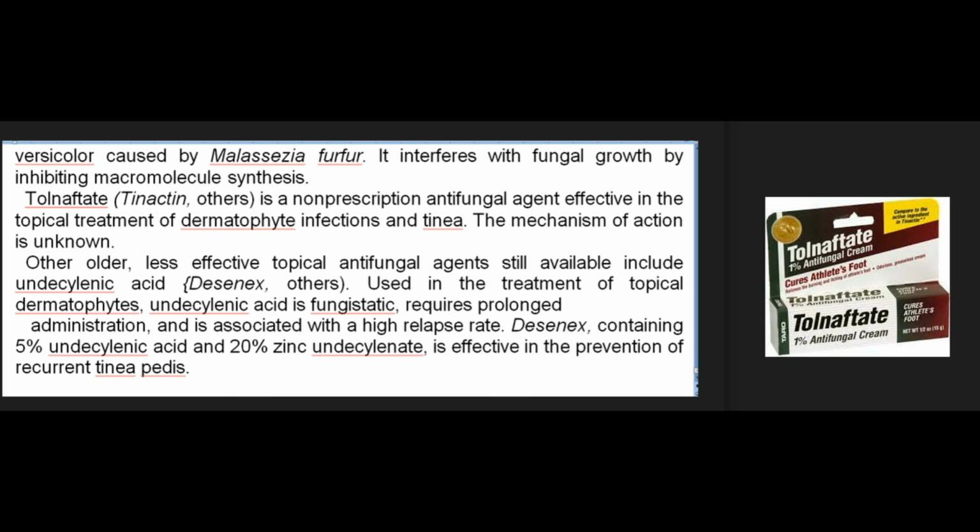Other older, less effective topical antifungal agents still available include undecylenic acid, Desenex, others. Used in the treatment of topical dermatophytes, undecylenic acid is fungistatic, requires prolonged administration, and is associated with a high relapse rate. Desenex, containing 5% undecylenic acid and 20% zinc undecylenate, is effective in the prevention of recurrent tinea pedis.